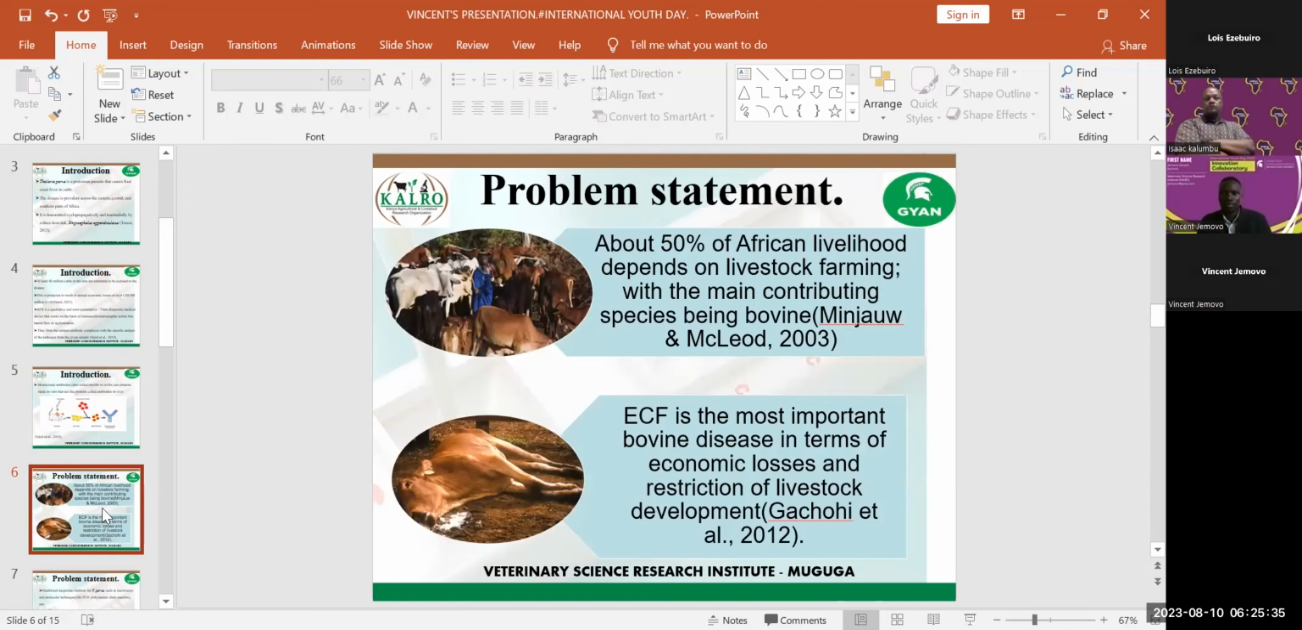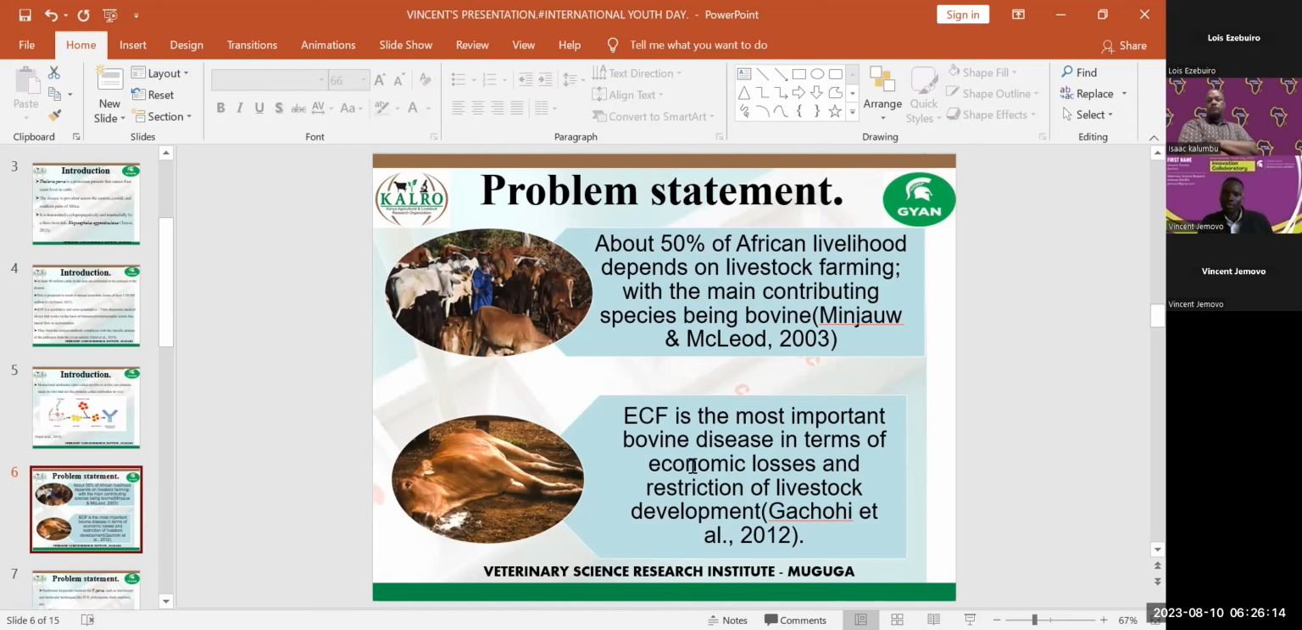Problem statement. About 50% of African livelihood depends on livestock farming, with the main contributing species being bovine. Most African countries are third world countries where we majorly depend on livestock for livelihood. Here in Kenya, mostly in the parts of semi-arid and arid areas, they greatly depend on cattle for livelihood. That's as a source of food, source of income, and the source of the entire dependency in livelihood.